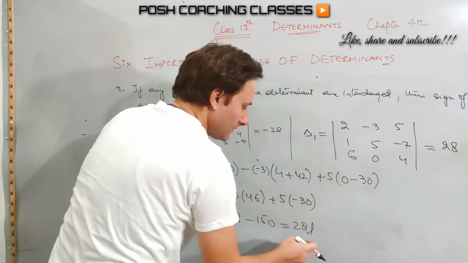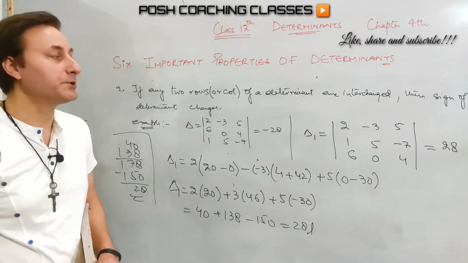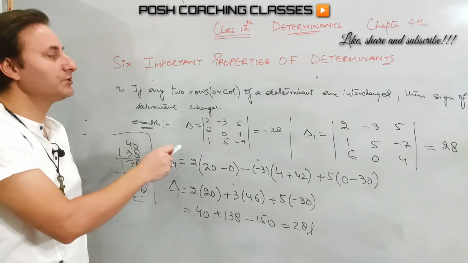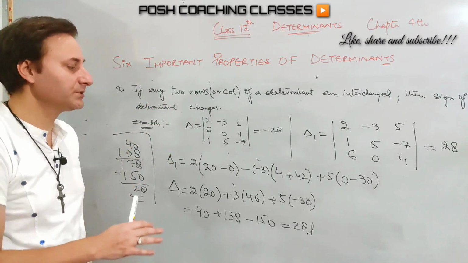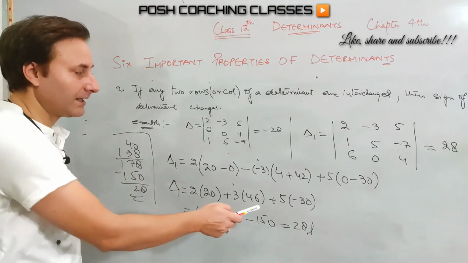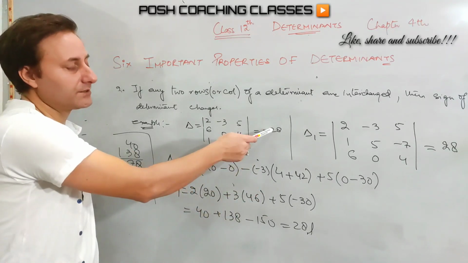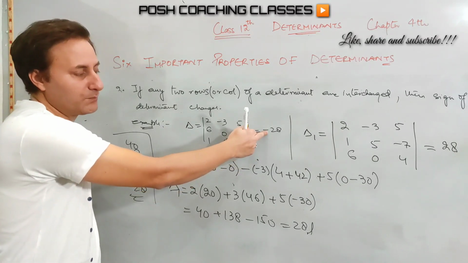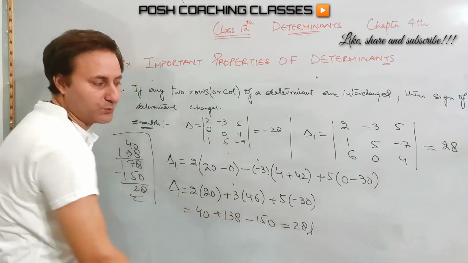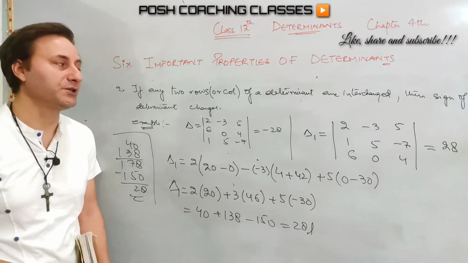So if you see, this satisfies property 2. Property 2 was that if you interchange any two rows or columns, you will get the same answer, just the sign will be opposite. If there was no minus here, we could have got minus 28 here. So this is property number 2.